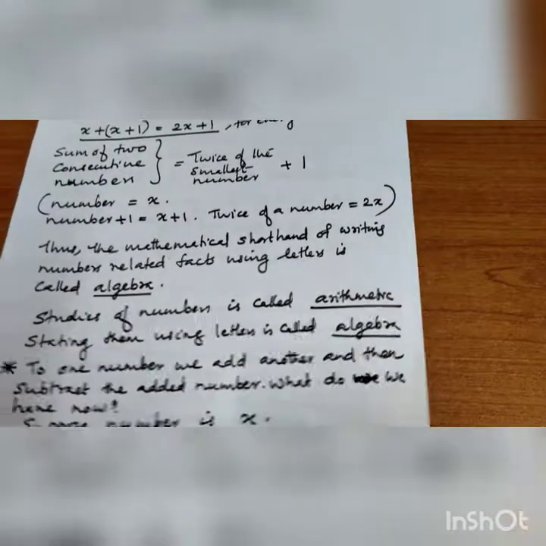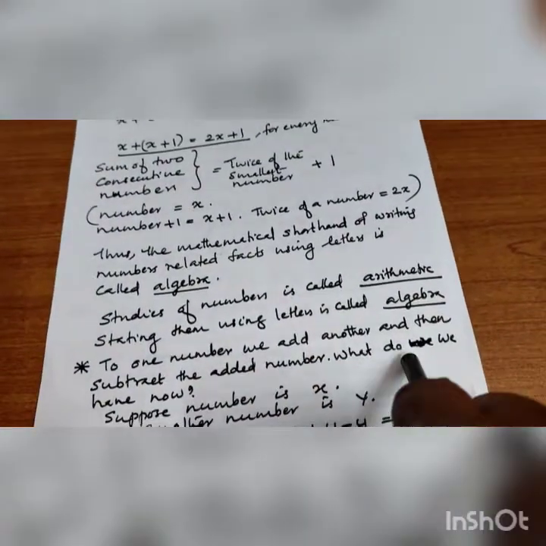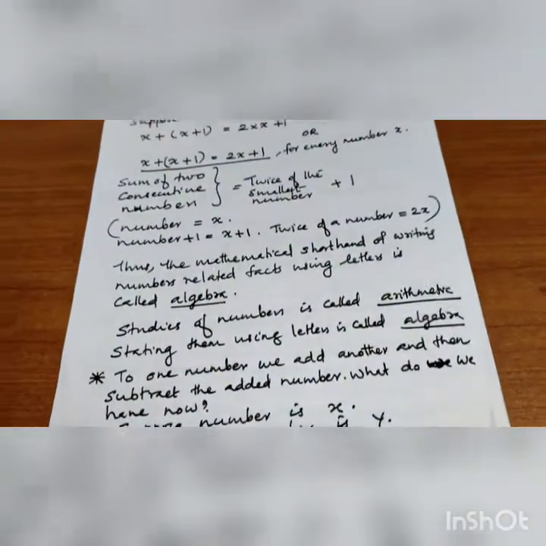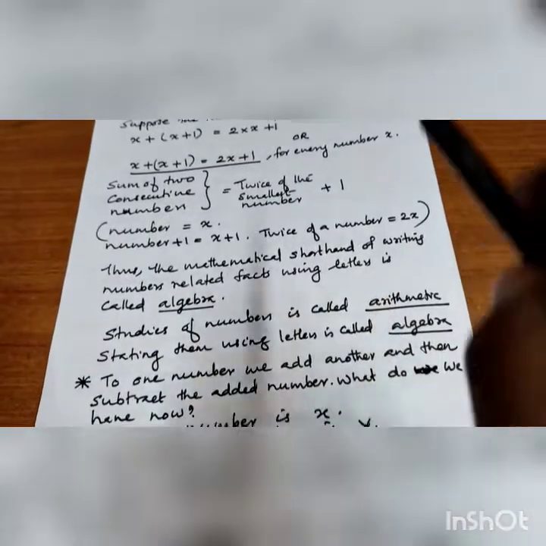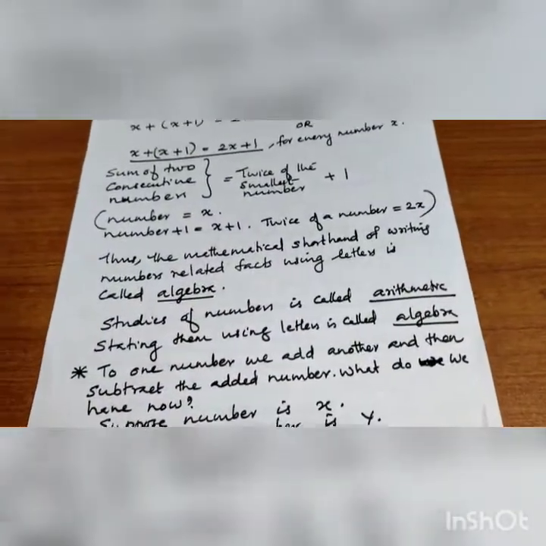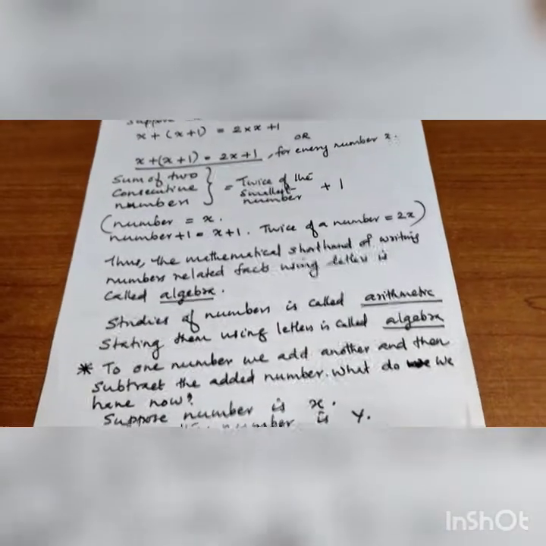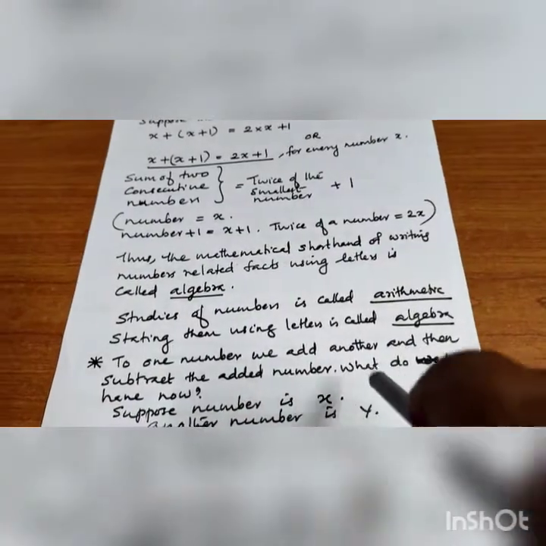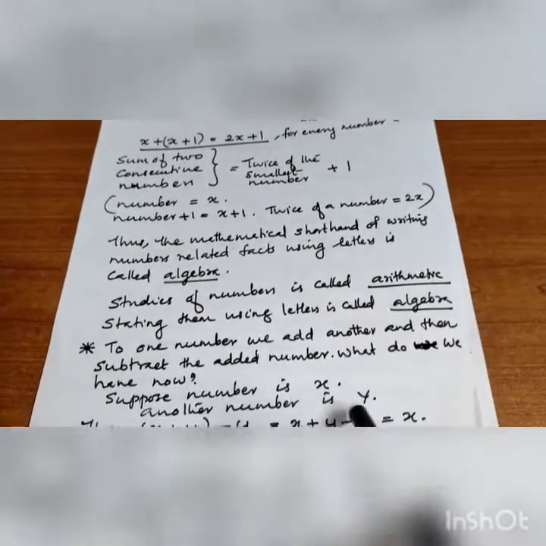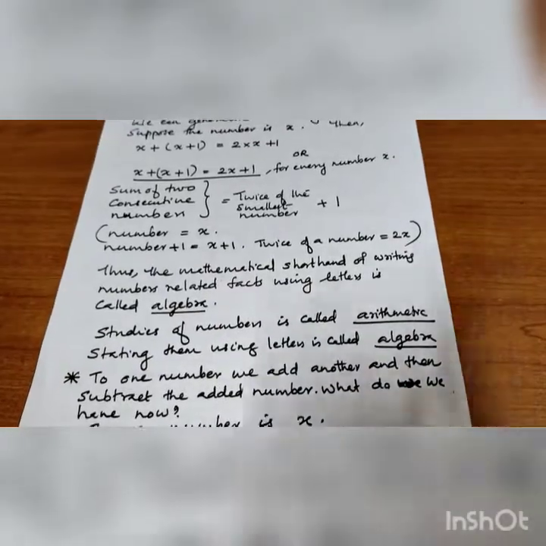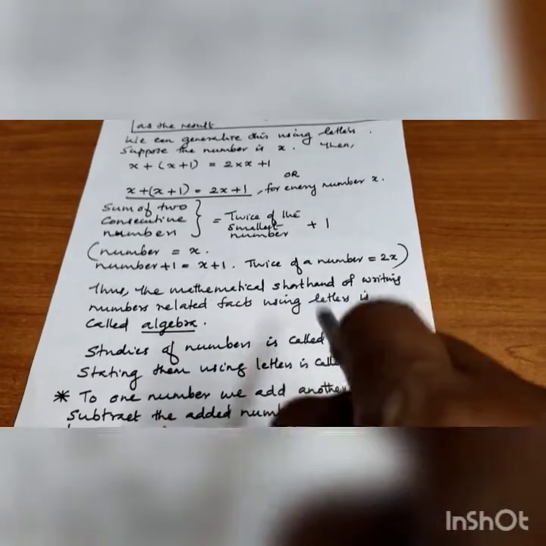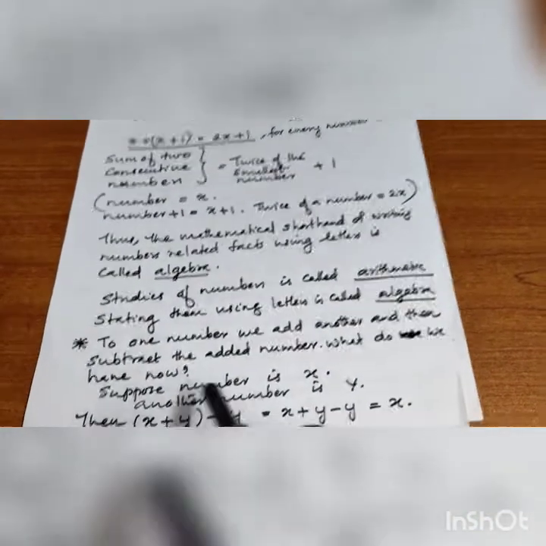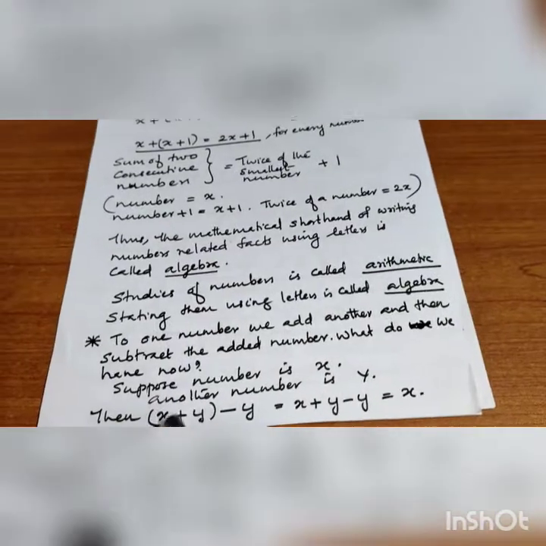Then one example. To one number, we add another and then subtract the added number. What do we have now? To one number, suppose that one number is x. Then add another number. Take another number as y. Add that number y to x, that is x plus y. Then subtract the added number, which is y. First add x and y, then subtract that added number y. That is x plus y minus y.